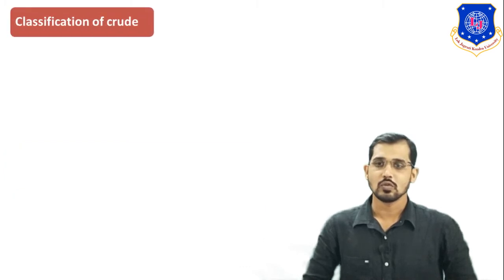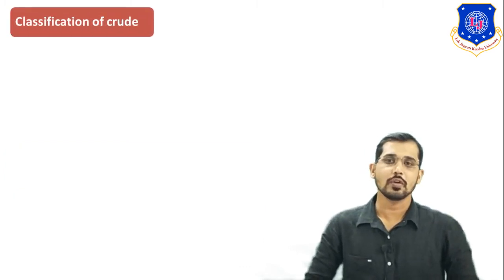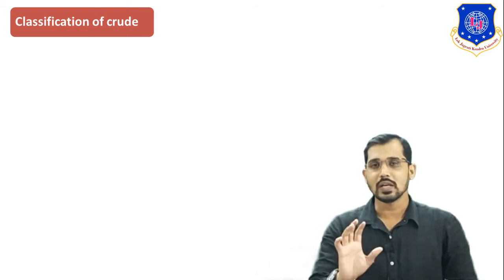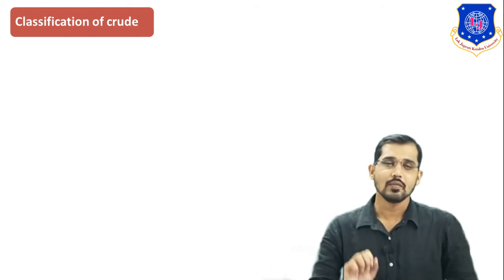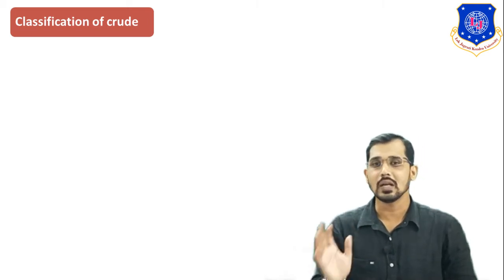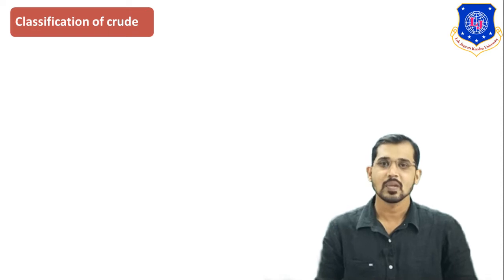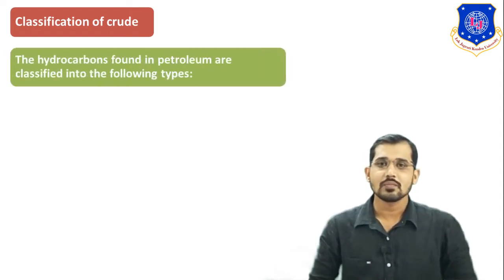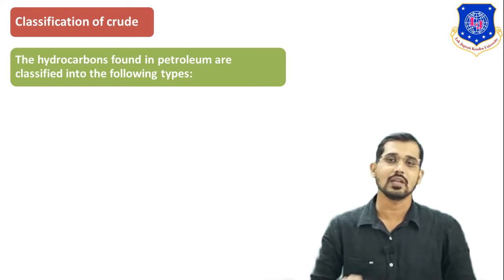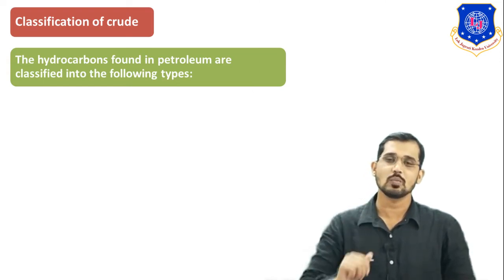So you can see the first point is classification of crude oil. First of all, you should know crude oil. In the last lecture I told you that crude oil is nothing but rock oil, which consists of various hydrocarbons. And hydrocarbons are nothing but alkane, alkene and alkyne, like this. After that, the next point is: the hydrocarbons found in petroleum are classified into the following types. These are nothing but the classification of the crude oil.